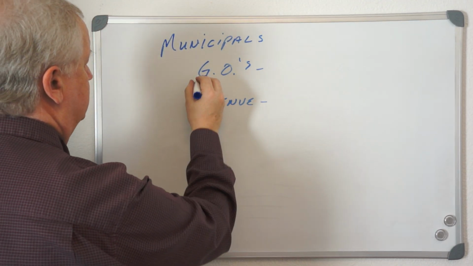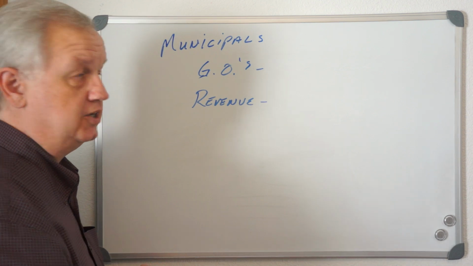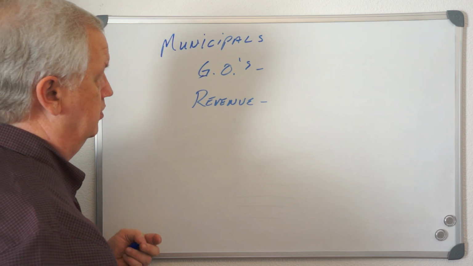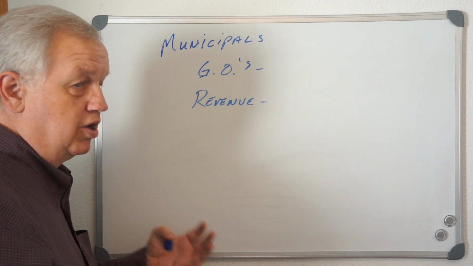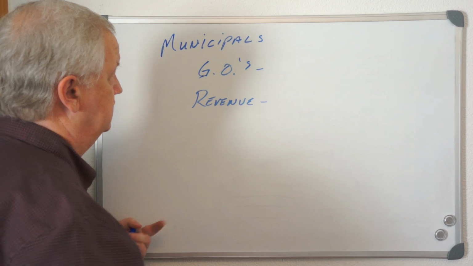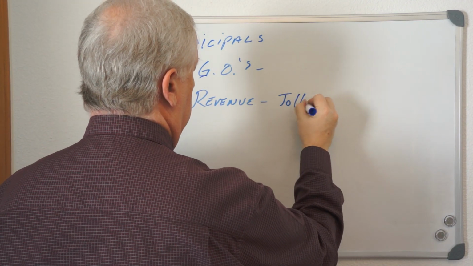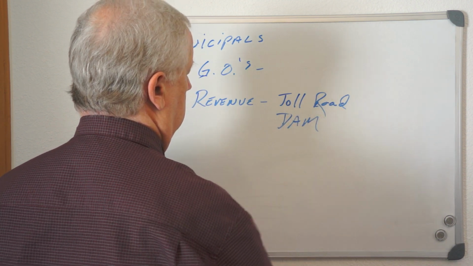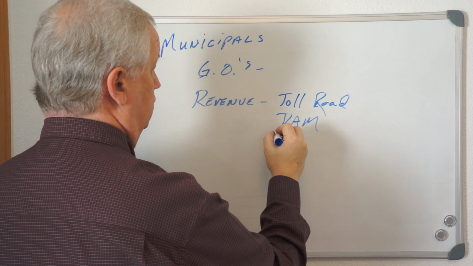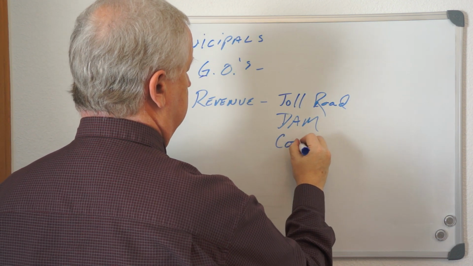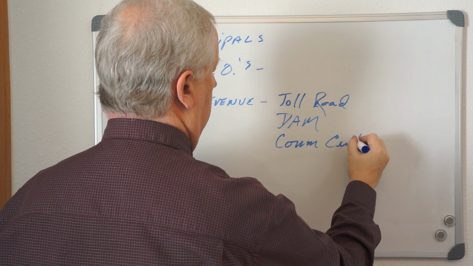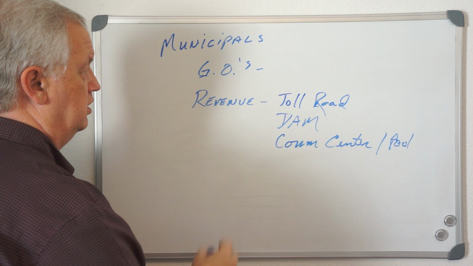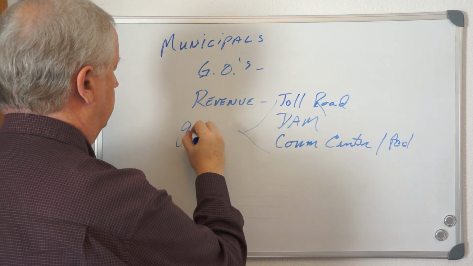Municipals, two main types: general obligations called GOs, and revenue bonds. GOs are very simple, so are revenues. It's just the type of project that they can do with them. Let's say this is a toll road, a dam, a paid community center with a pool. Okay, these are all generating revenue.